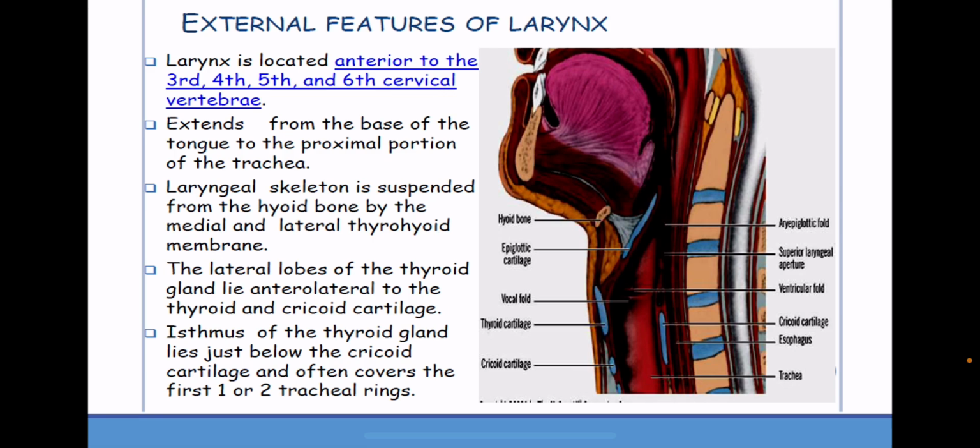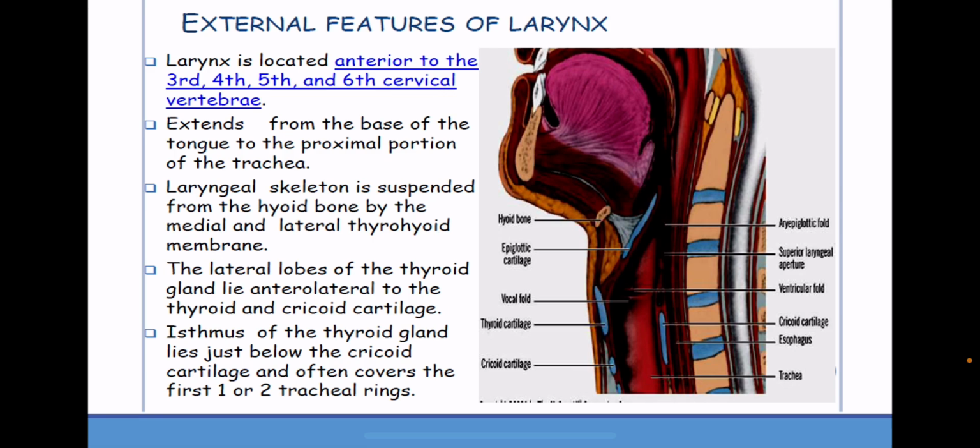External features of the larynx. The larynx is located anterior to the third, fourth, fifth, and sixth cervical vertebrae, as you're seeing in the picture. It extends from the base of the tongue to the proximal portion of the trachea. The laryngeal skeleton is suspended from the hyoid bone by the medial and lateral thyrohyoid membrane.